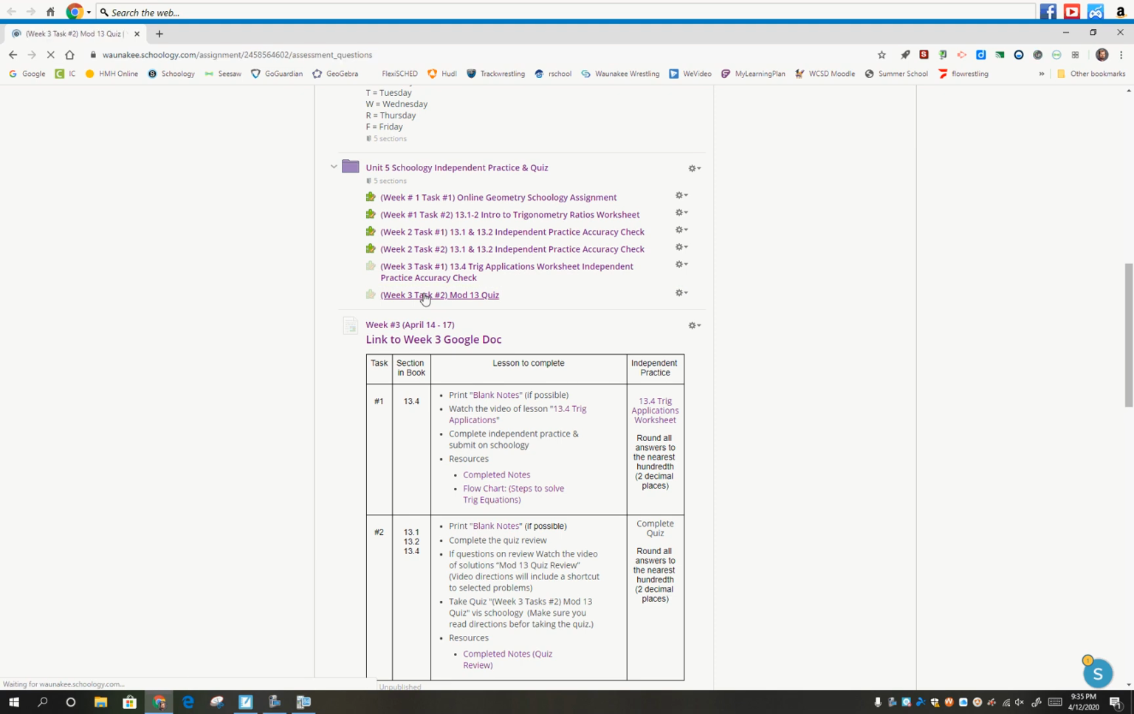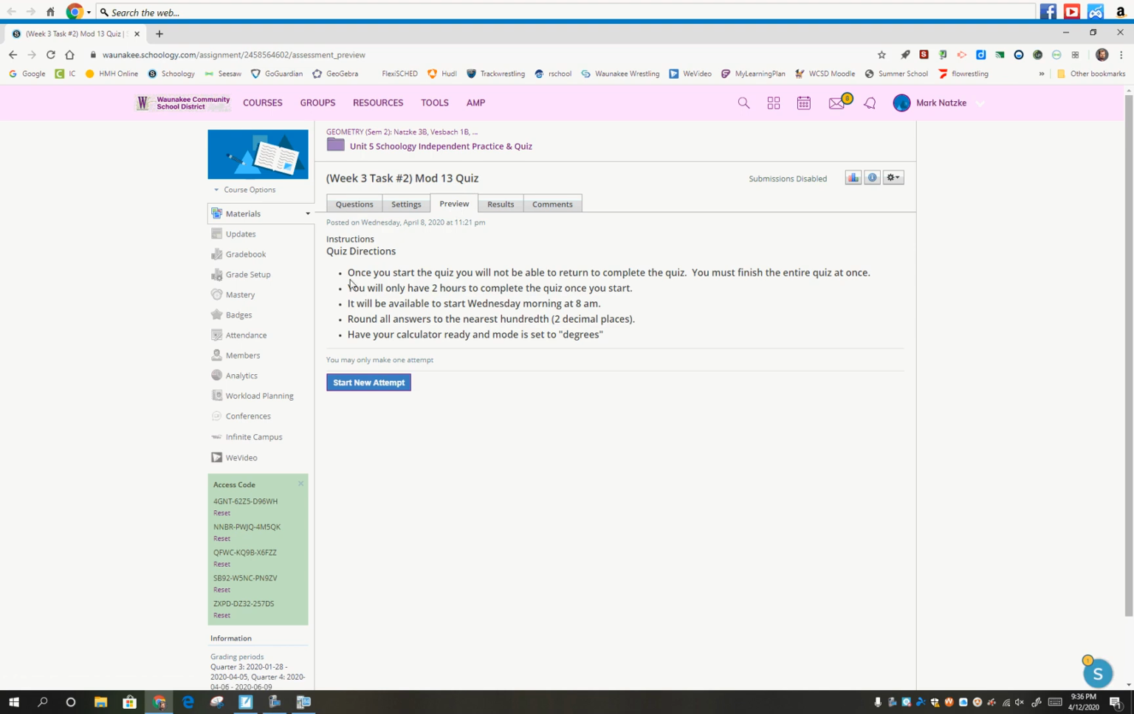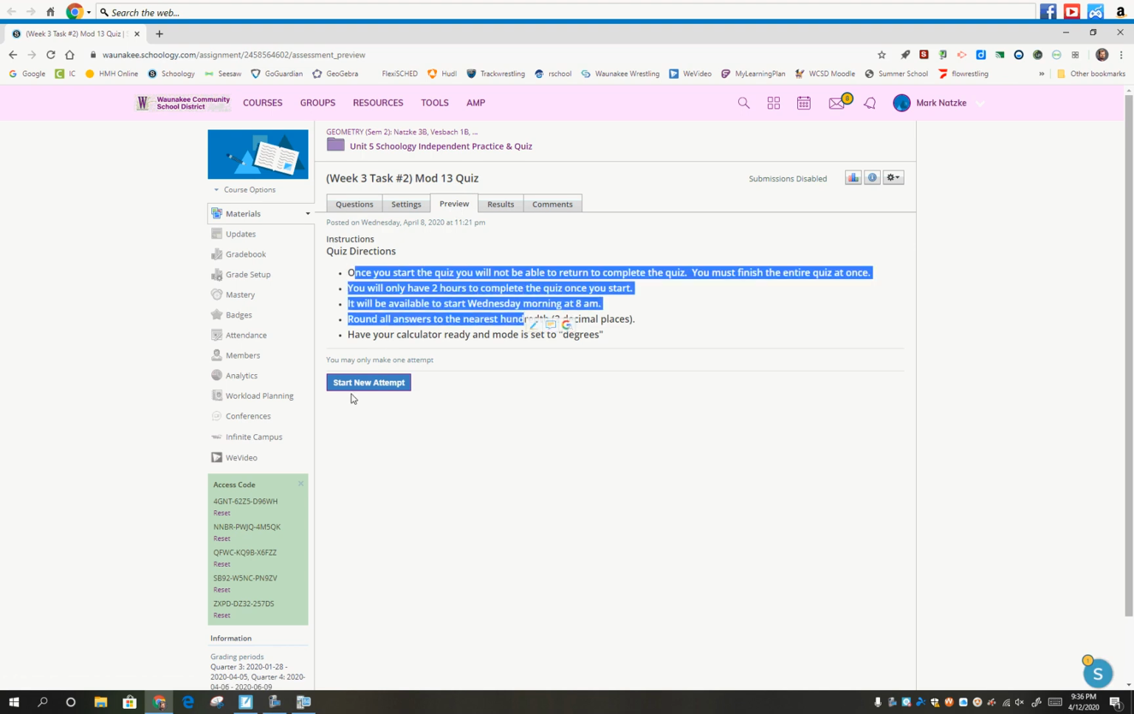So when I click on that, obviously my screen's a little different. Yours will look like this. So there's the directions again. Make sure you read them. Once you click start here, you have to finish it. You cannot go back in and come back out. So once you click start, you'll have to finish the quiz and you'll have 2 hours to complete it.